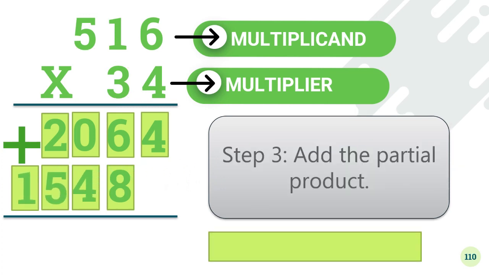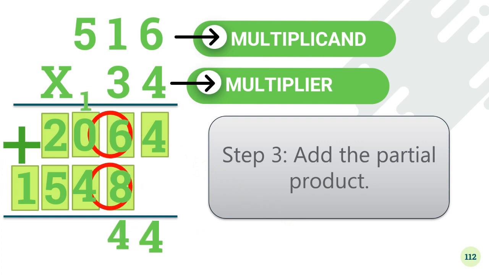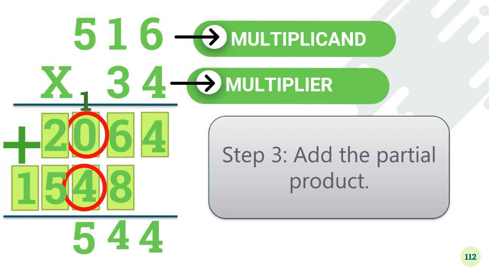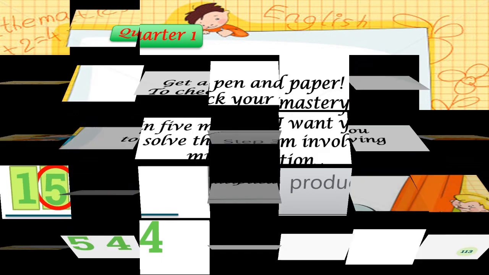Step 3. Add the partial product. We will just bring down 4. Then 6 plus 8 is 14. 0 plus 4 plus 1 is 5. Then 2 plus 5 is equals to 7. Lastly, bring down 1. Therefore, 516 times 34 is 17,544. Did you get the correct answer?